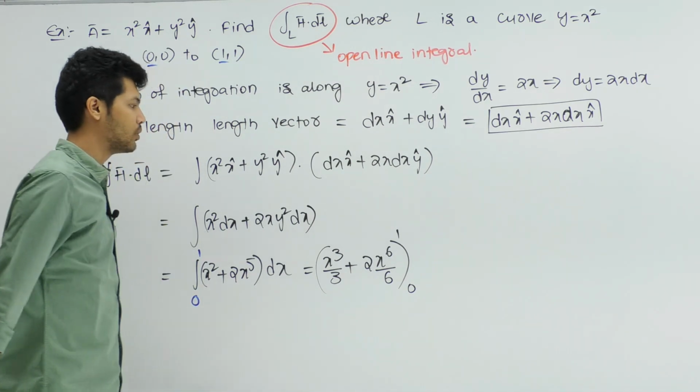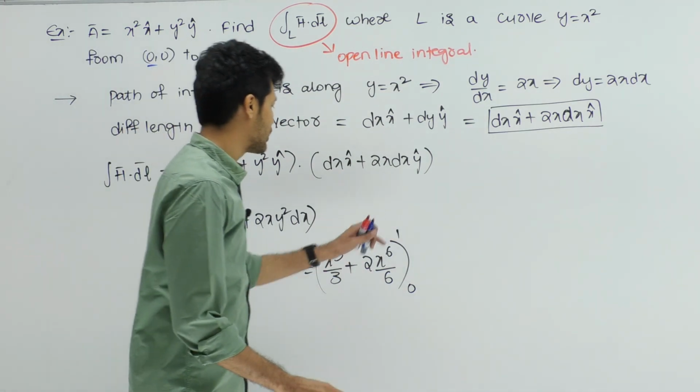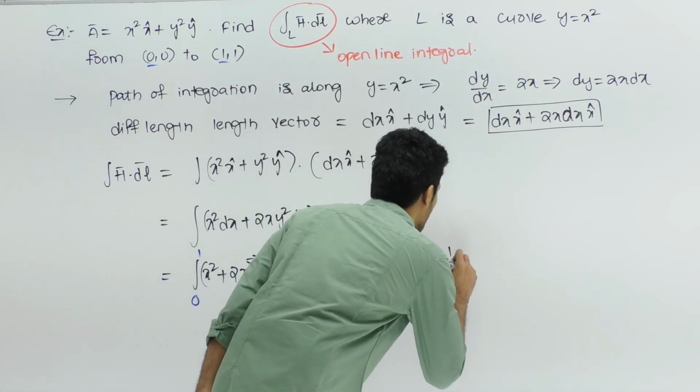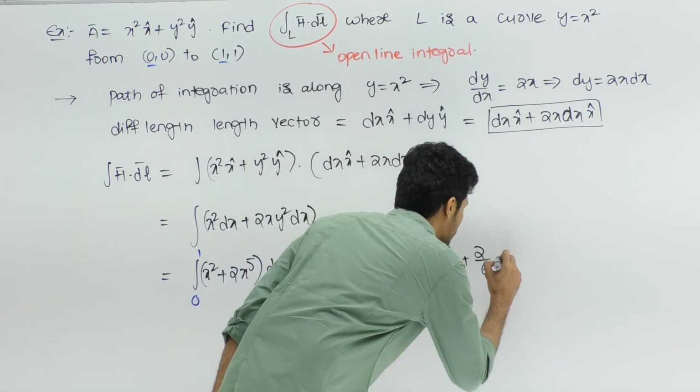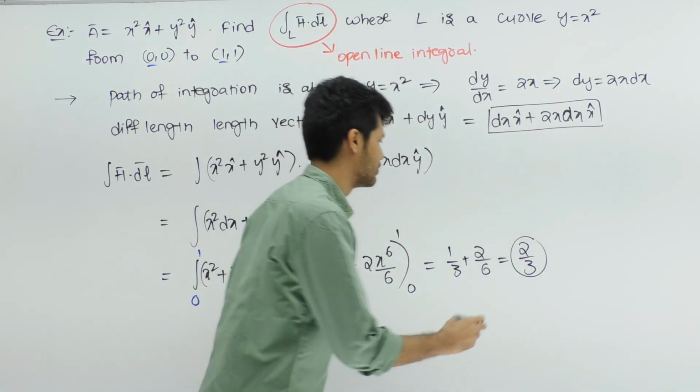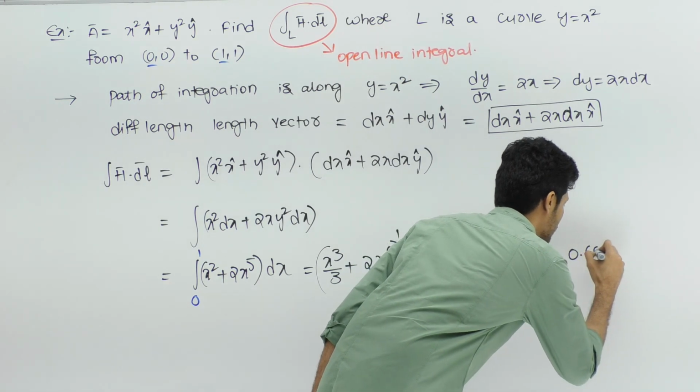Whenever you substitute 0 that result becomes equal to 0, and whenever you substitute 1 what do we get now? That is nothing but 1 by 3 plus 2 by 6. 1 by 3 plus 2 by 6 becomes equal to what? That is nothing but 2 by 3, which can be written as 0.667.